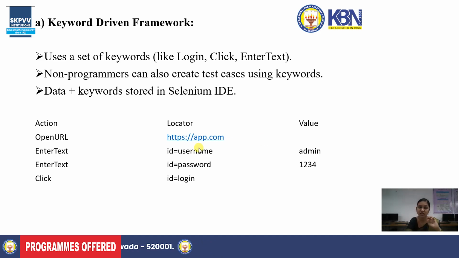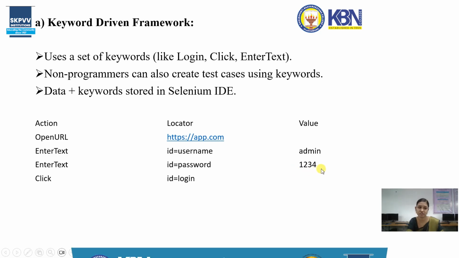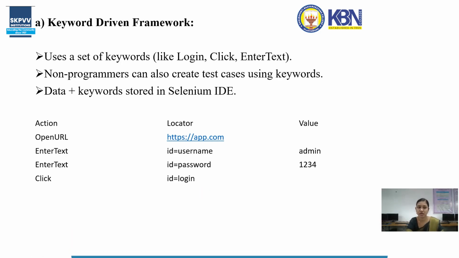Next, what can the user do? They can enter the username. Then the user will enter the text like ID equals username. So what is the username? They entered admin. The next one, the user can enter the password. So this is also entering text. So example 1, 2, 3, 4. Then finally click on the login. Whenever you open a link, the action will be open URL. When you type a text, the action will be enter text. When you click on any button, the action is click.